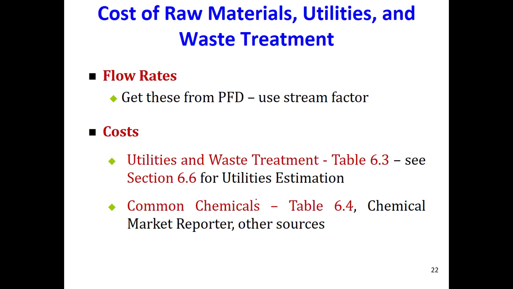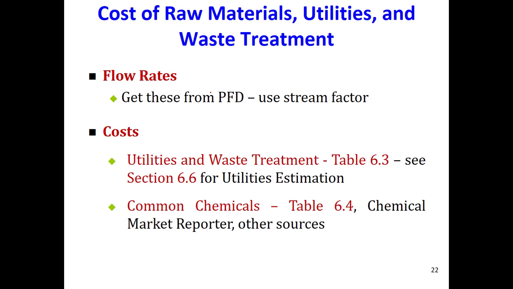Okay, now we are going to talk a little bit about... So we already talked about the cost of operating labor, how we find them. Now I'm going to talk a little bit about the other costs that come with the process: cost of raw material, utilities, and waste treatment.